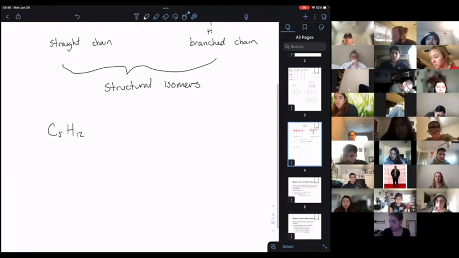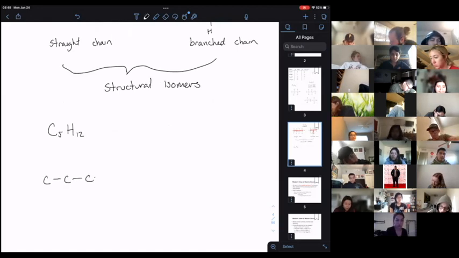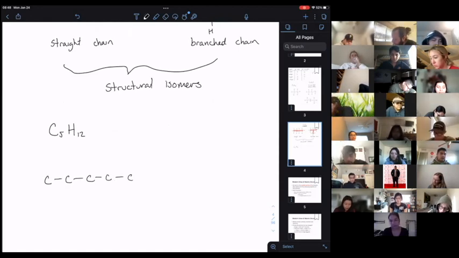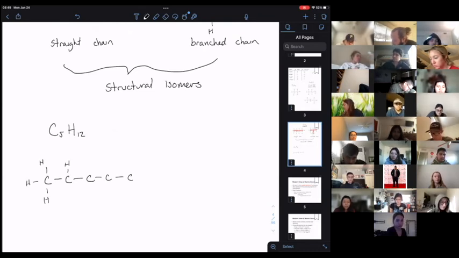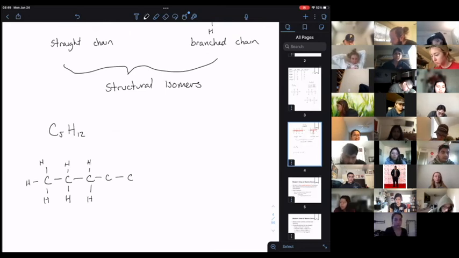All right, so first of all, the easiest one to get of our 5 carbon molecule here is going to be the straight chain, right? So I'm just going to line them all up, 1, 2, 3, 4, 5. And then I can put my hydrogens around it. So this would be the easiest structural isomer to draw, that straight chain.